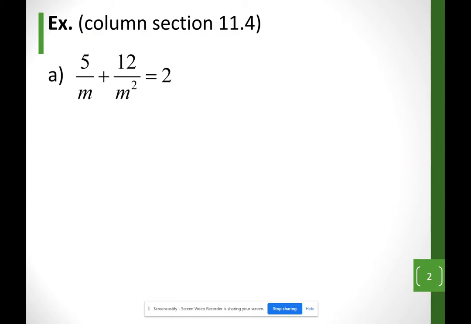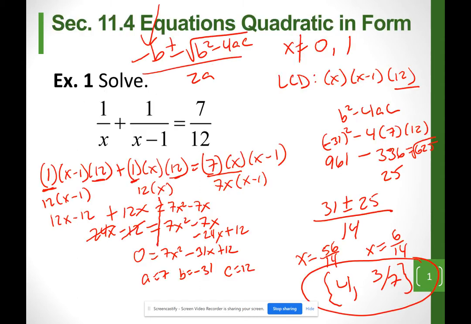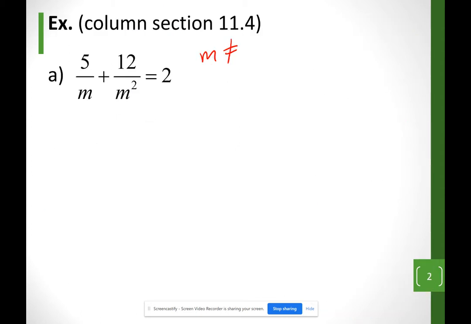Take a look at this part. What values of m I cannot accept are the values of m that are going to make the bottom equal to 0. Let me go back one slide. I double checked that my answers, I didn't have a 0 or 1, which I didn't. So we're good. Okay, now here, what values of m I cannot accept? 0, because that makes the bottom equal to 0. What values of m make m squared equal to 0? 0. Now my LCD is going to be m squared.